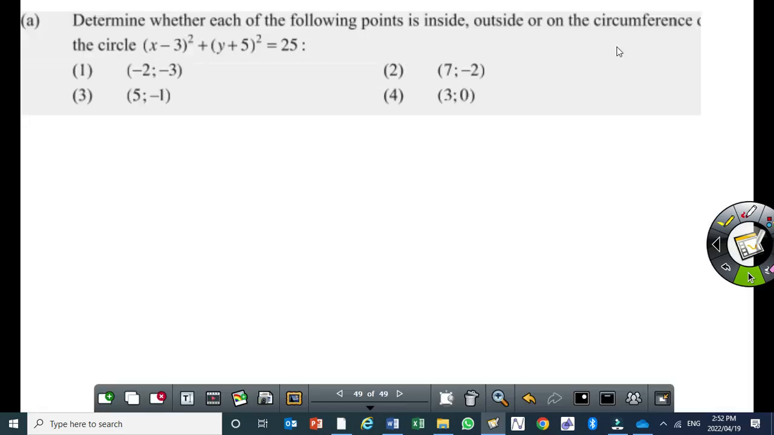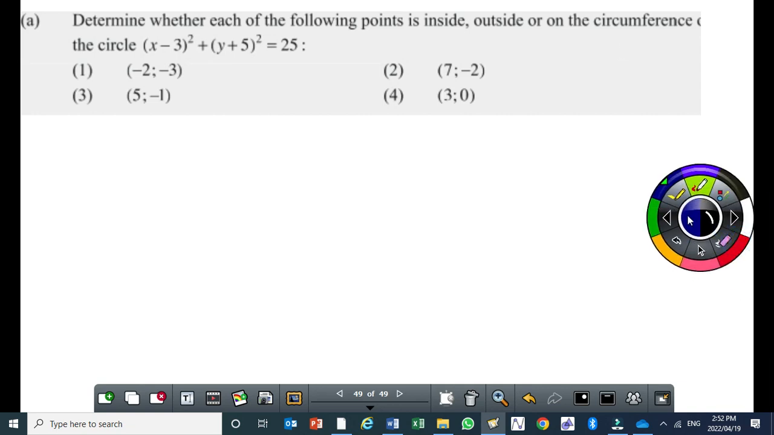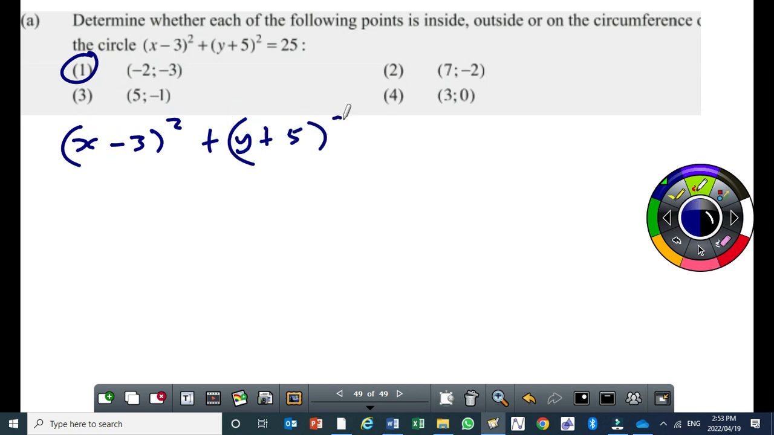Okay. So let me do the first one. Can I have your attention? So we're going to do that one there. Now, the question, pay attention. The question says, determine whether each of the following points, okay, is inside, outside, or on the circumference of the circle.